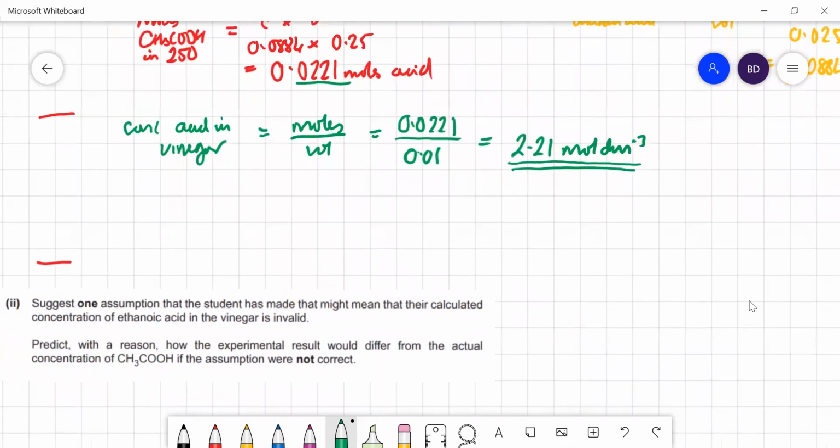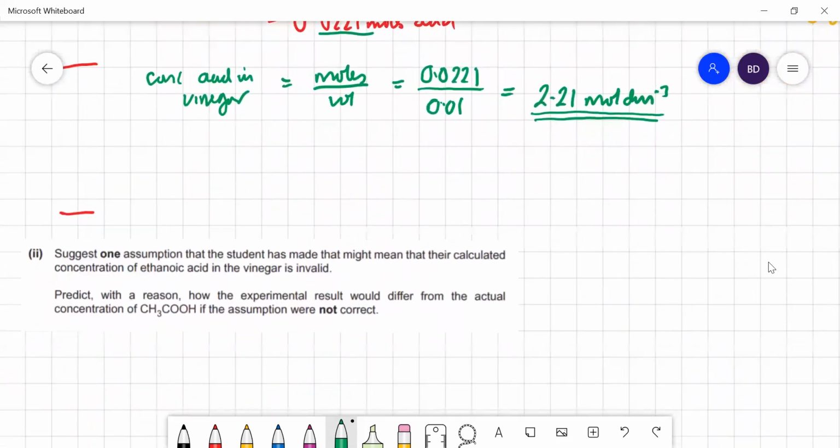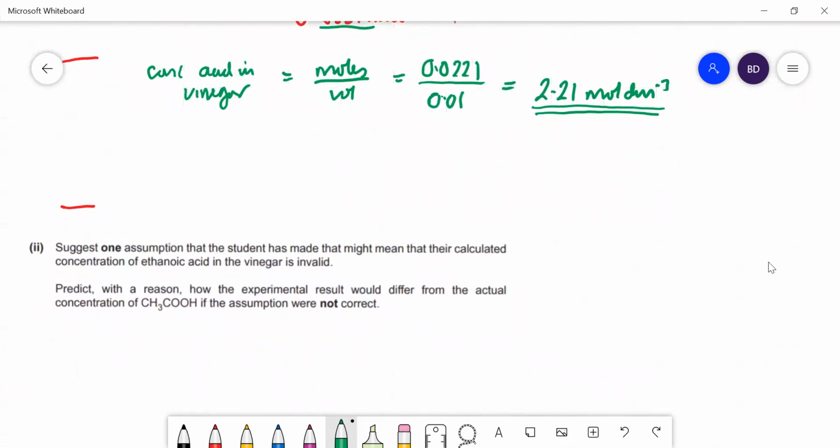Right. This is a bit of a funny question. Suggest one assumption the student has made that might mean their calculated concentration of ethanoic acid is invalid. Right. The only thing to say is they're assuming the only acid is ethanoic acid. And there might be other acids in there.